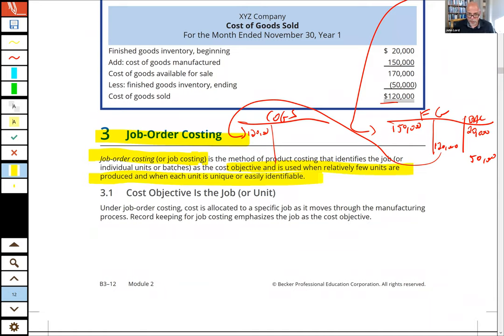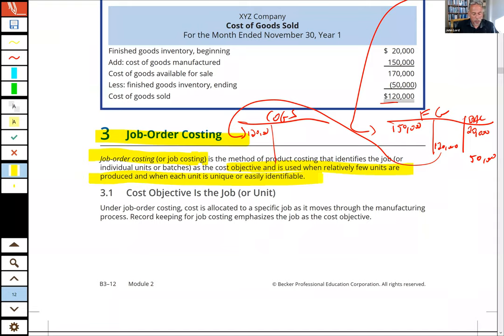So somebody says, hey, John, build me a bookcase, which, by the way, don't ever ask me to build you anything. If you do, you're in trouble. Whatever I built for you will fall apart before you ever come to get it. But say you ask me to build a bookcase. I'm going to ask how tall you want it, how wide, how many shelves, and I'm going to build it to your specifications. That's typically the kind of thing you're going to use job order costing for.